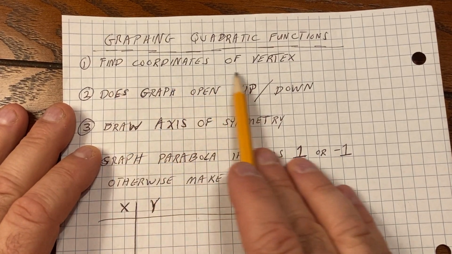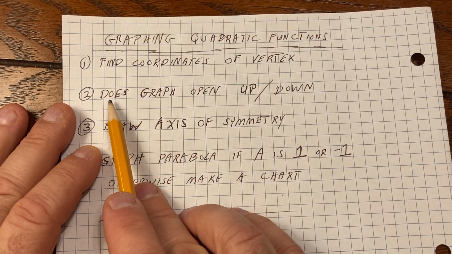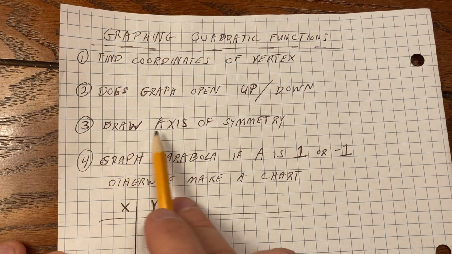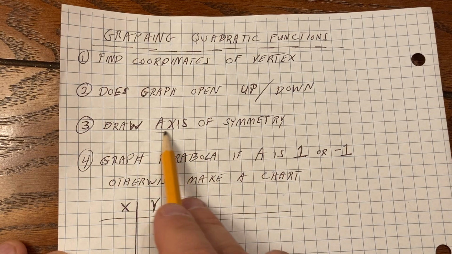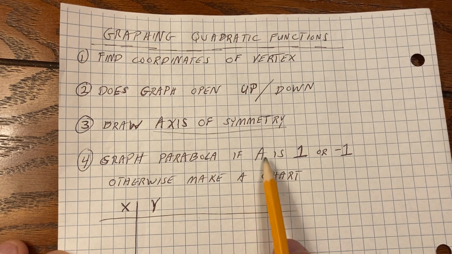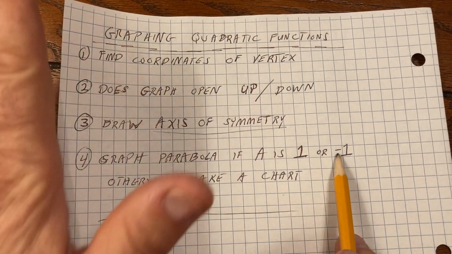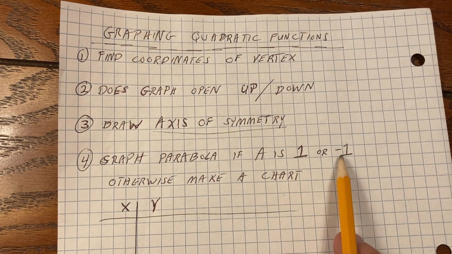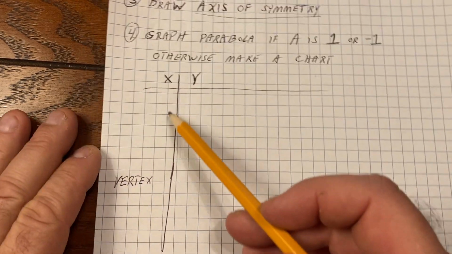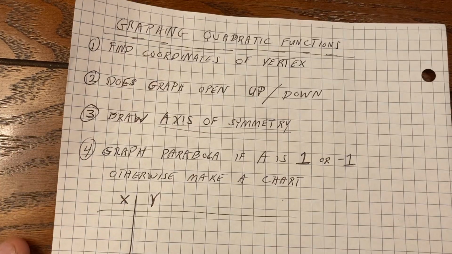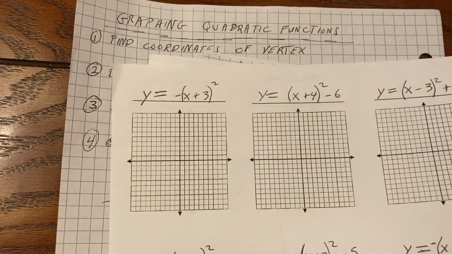First, you find the coordinates of the vertex. Then, does the graph open up or down? Then you're going to draw the axis of symmetry. Well, I'll tell you what that means. And then you're going to graph the parabola. Now, if the value of A is 1 or -1, it's a lot easier. Don't have to do much. Otherwise, if it's not 1 or -1, then we're going to have to make one of these charts with the vertex.